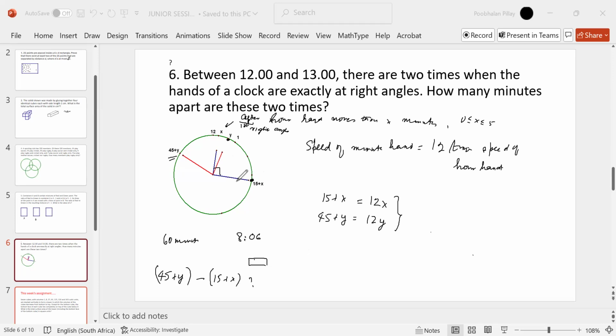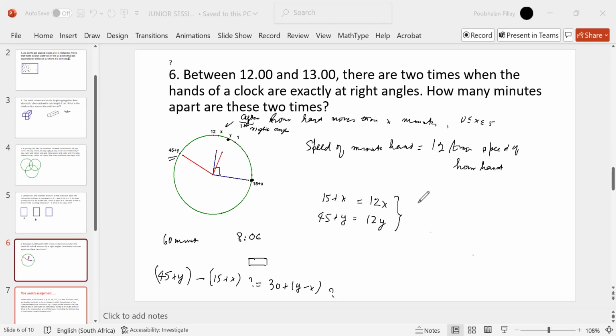Because in the first instance, this minute hand would have been here. The second instance, it is up there. So how many minutes apart are they? It'll have to be that number of minutes minus this number of minutes, and that is equal to, simplify, 30 plus y minus x. So we need to calculate y minus x.